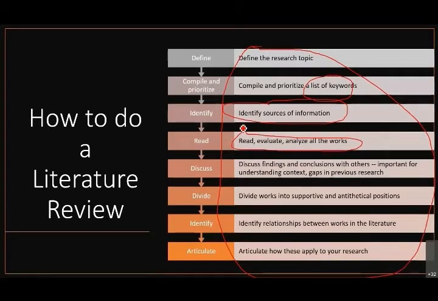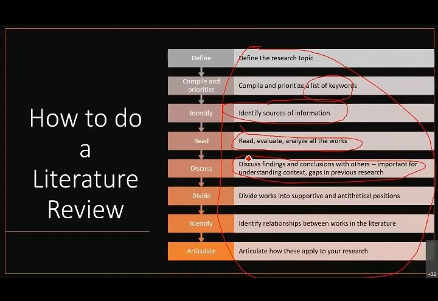Analyzing all the works means what has been done by the people. Then you must discuss findings and conclusions with others. It means what they have mentioned, by criticizing or reviewing what has been done by others. Then you can see the gap. Maybe inconclusive findings. People are doing the research, some significant, some not significant. Inconclusive findings are one of the gaps actually.